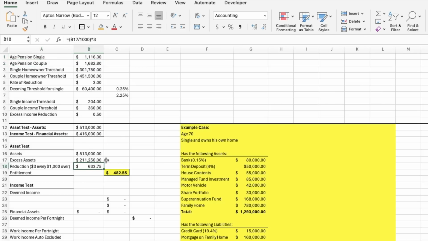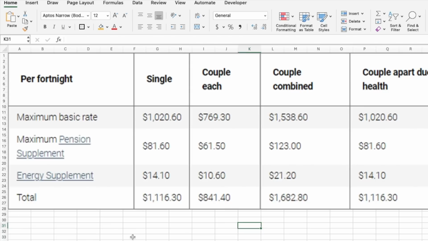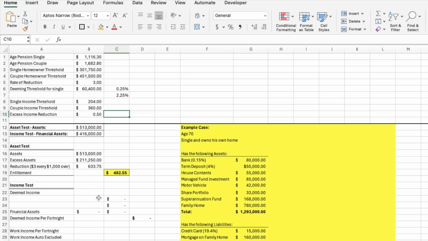So we had a reduction of $633, and this person, for example, is a single. So we go $1,116 minus that $633 to give us our entitlement under the asset test. However, if you were a couple, you would use this amount. All these amounts are shown here. So we have the single amount, the couple amount, that's your combined couple amount, so it's just double the couple each amount. So we have our entitlement under the asset test. We're halfway there. Now we look at the income test.